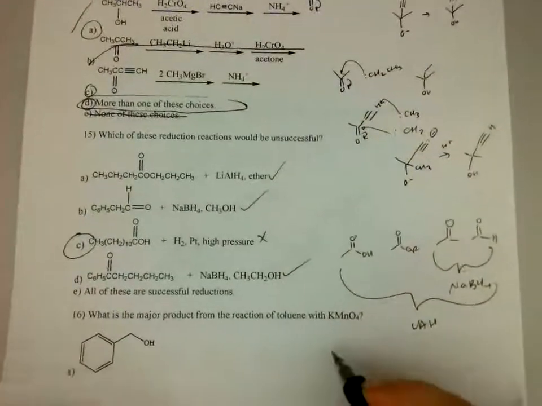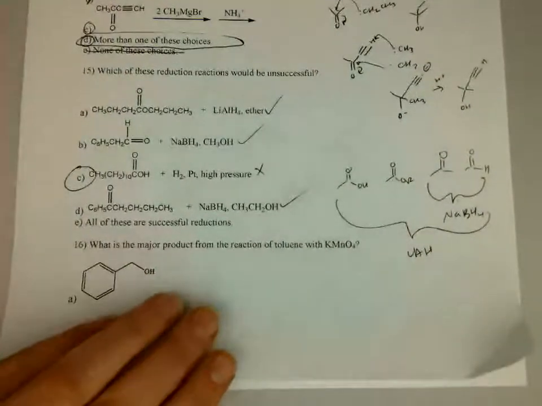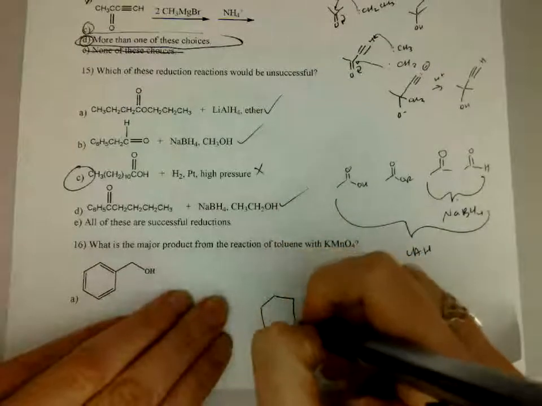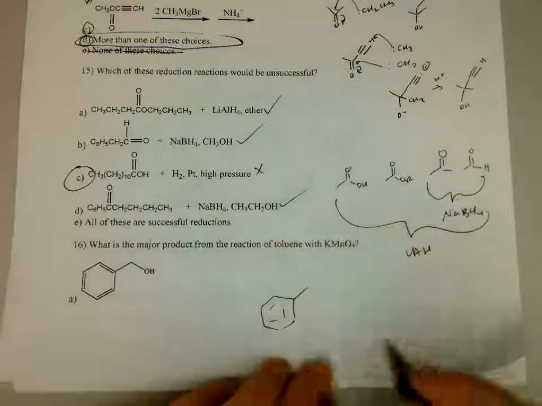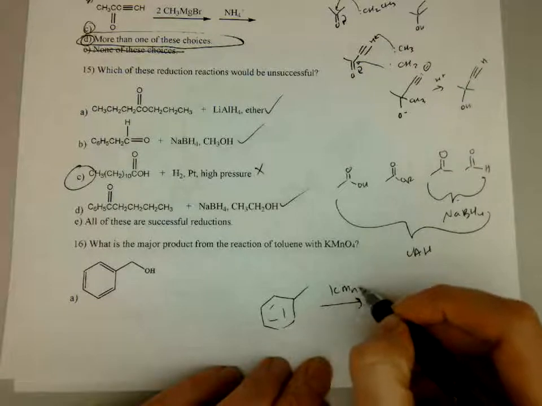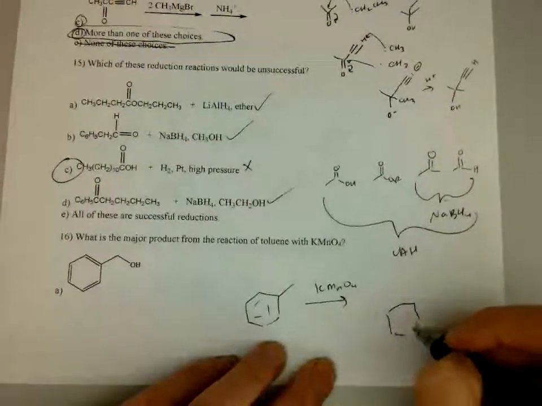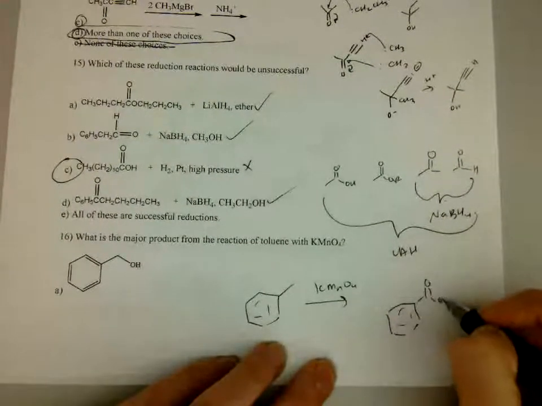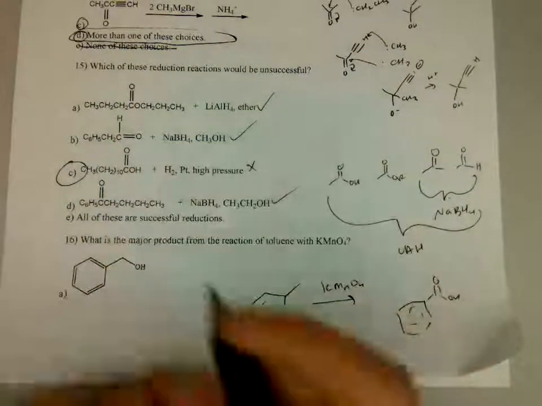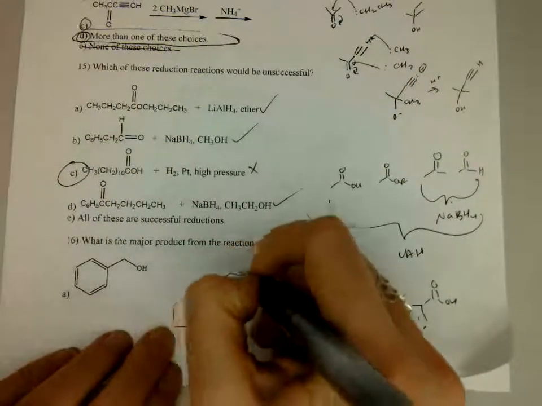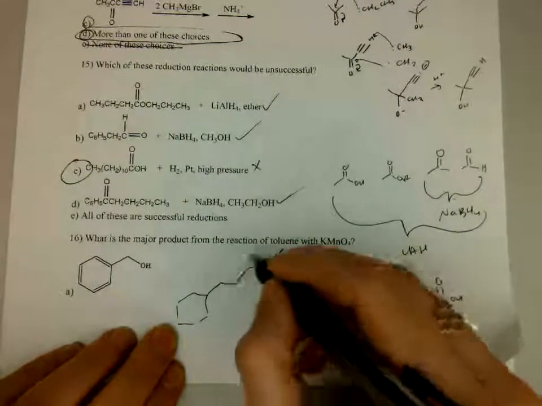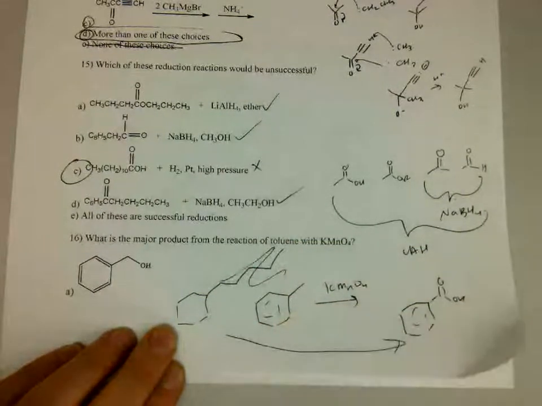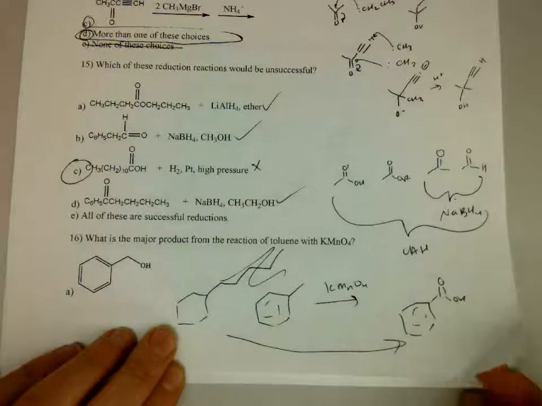Okay, question 16. What is the major product from the reaction of toluene with KMnO4? Here's a little tip for you. Toluene with KMnO4 is always going to turn it into a carboxylic acid. It's this weird thing where it just goes boom and chops off, and I call it chopping off a chain of spaghetti. You could have any chain there and it will chop it off and turn it into carboxylic acid. That's benzoic acid. So your right answer for that one is answer choice B.